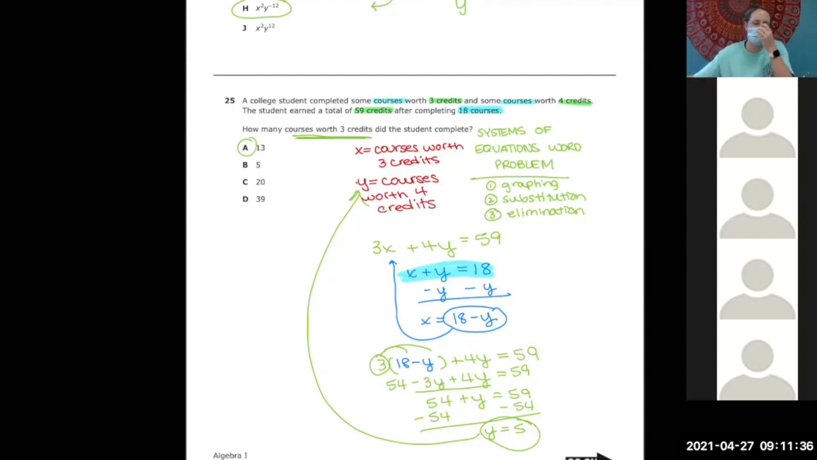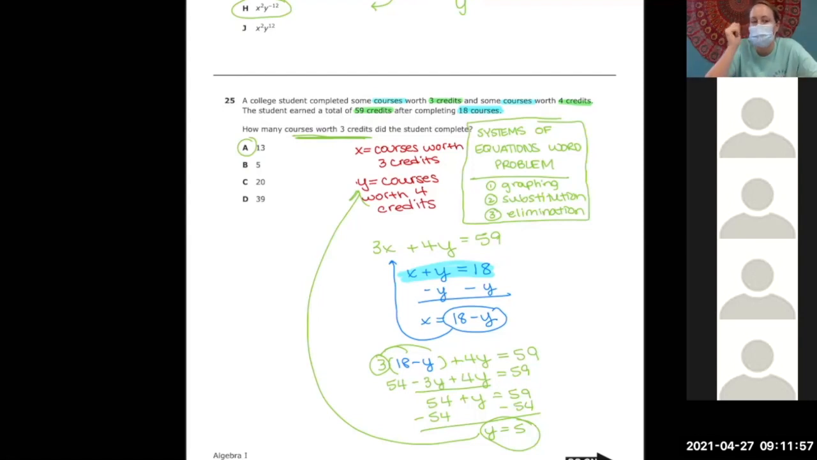Again, if you guys want a more complex explanation of these types of problems, Google system of equations word problems, and there will be lots of YouTube videos explaining different types of word problems that might come up with systems of equations and how to solve them.